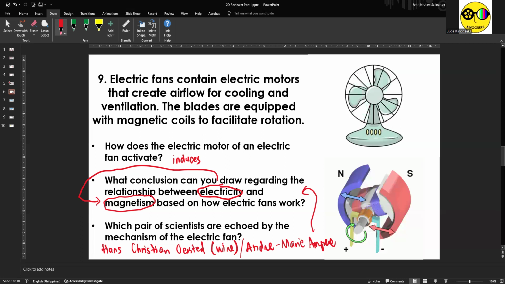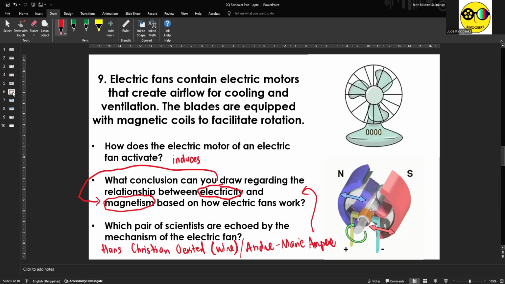All right, so thanks to these three scientists, Ørsted, Ampere, and Faraday, they were able to connect electricity and magnetism together. That's why we have magnetism as a branch of physics, and we have electromagnetic waves. There are still two other scientists. Now we have James Clerk Maxwell, who is responsible for the equations of the electromagnetic waves, and Heinrich Hertz, who discovered radio waves using transmitters.